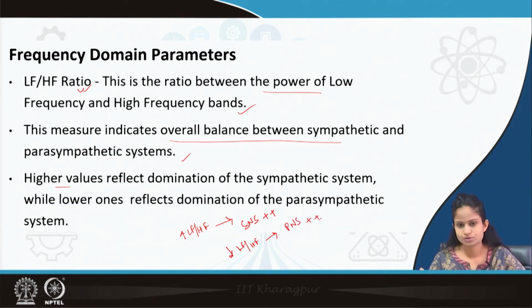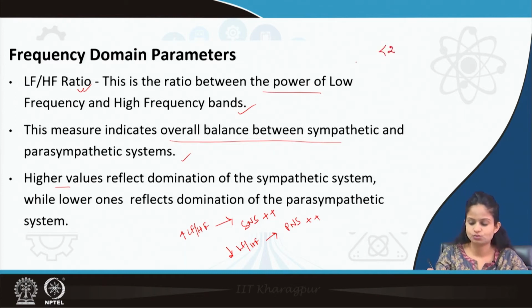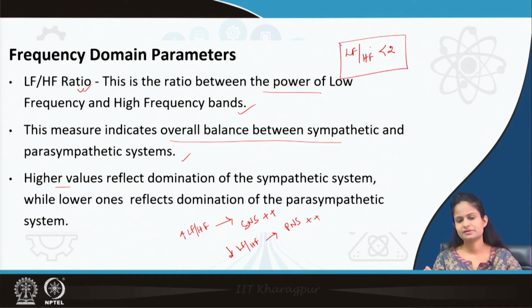Normally the LF-HF ratio should be less than 2. It has a range from 1.5 to 2, and normally it should be less than 2. This LF-HF ratio gets deranged particularly whenever there is an autonomic dysfunction or dysautonomia due to various diseases.